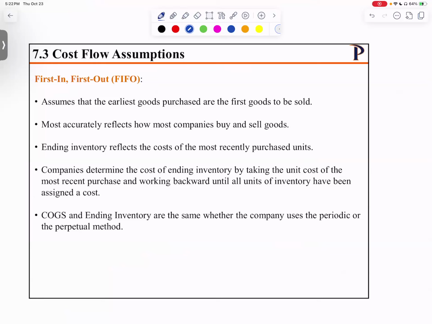This generally most accurately reflects how companies buy and sell goods. So most companies will want to sell their oldest inventory first, and so they would follow this FIFO method. So ending inventory will reflect the costs of the most recently purchased units. And then our cost of goods sold will be comprised of our oldest purchased units.